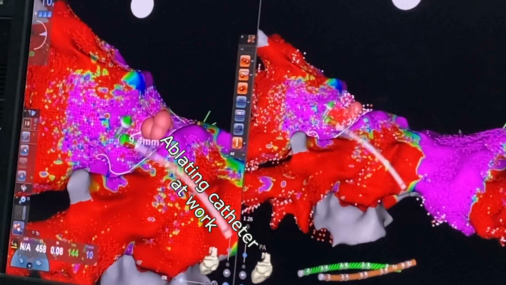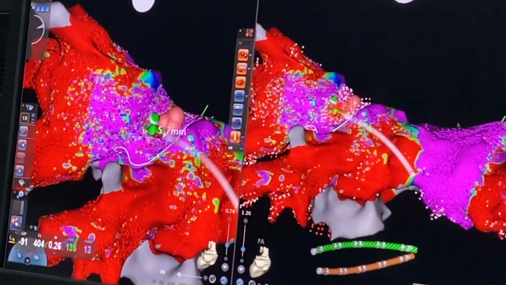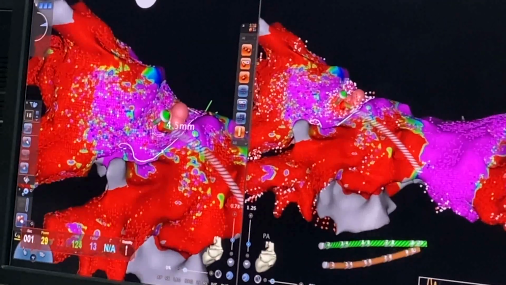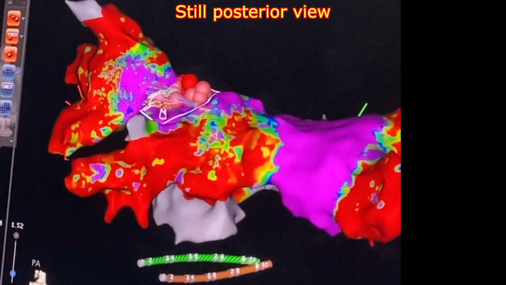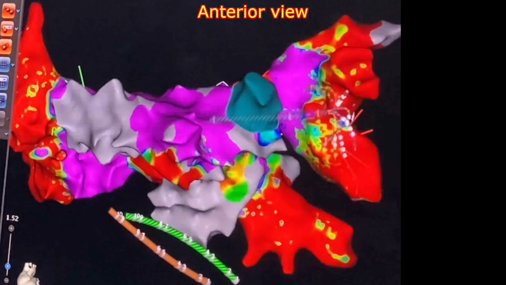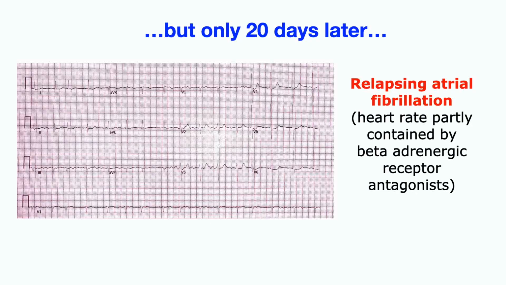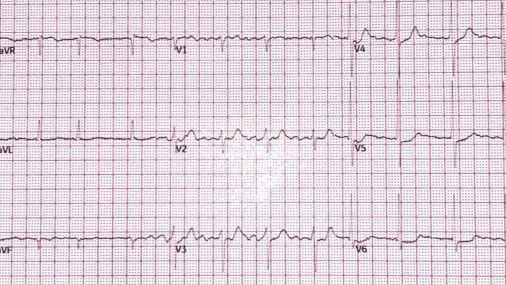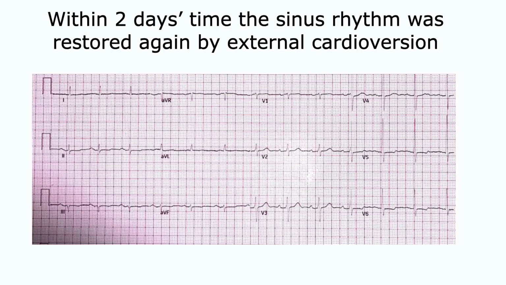The patient was dismissed from the hospital with 2 prescriptions. 1. The beta-adrenergic antagonist sotalol in order to prevent high heart rate in case of relapsing atrial fibrillation in the blanking period. And 2. Dabigatran as a permanent anticoagulant therapy according to the international guidelines for that age. Unfortunately, around 20 days past the ablation, in the blanking period, the atrial fibrillation relapsed. Within 2 days' time, the sinus rhythm was restored again by external cardioversion.